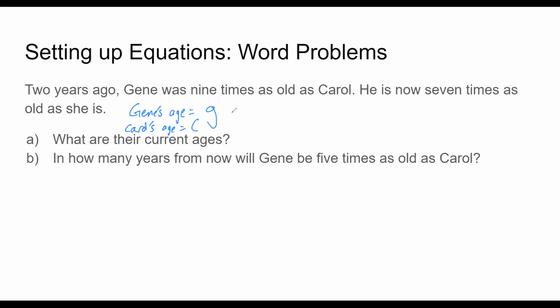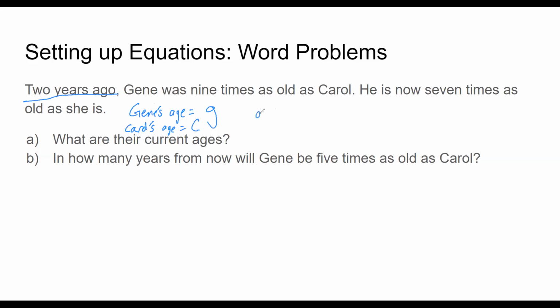After we define some variables, we want to take their information and put it into an equation form. So G is equal to C times 9. All right. So yeah, that's the idea. But we have to be very careful here, because it says 2 years ago, Jean was 9 times as old as Carol. So when we define their ages here, let's just say these are their current ages, to make it easy. G minus 2 is equal to C times 9.